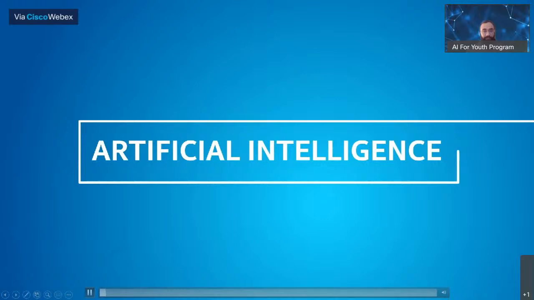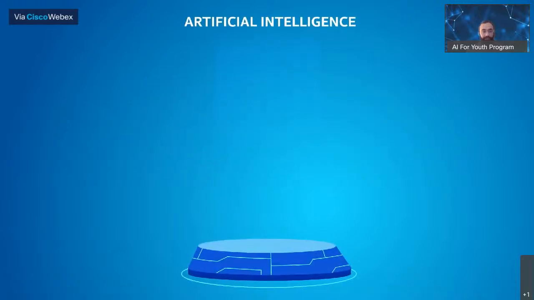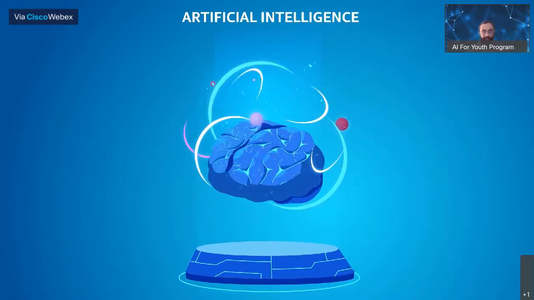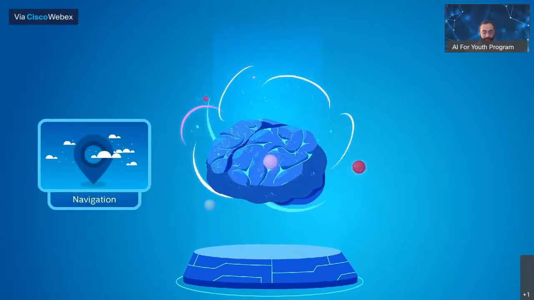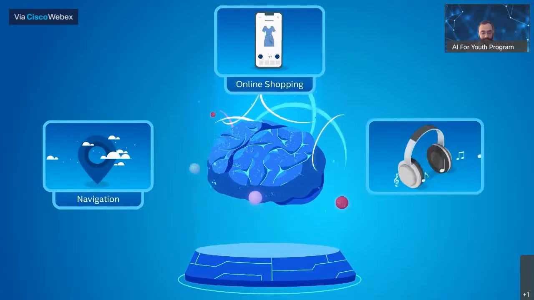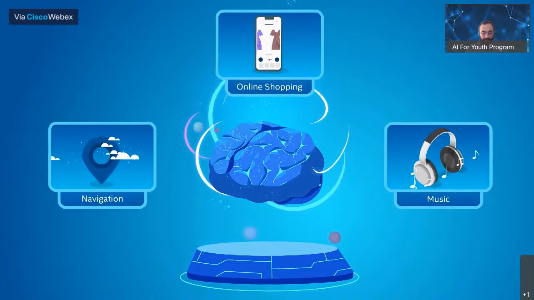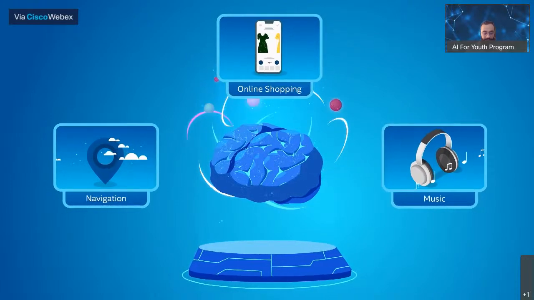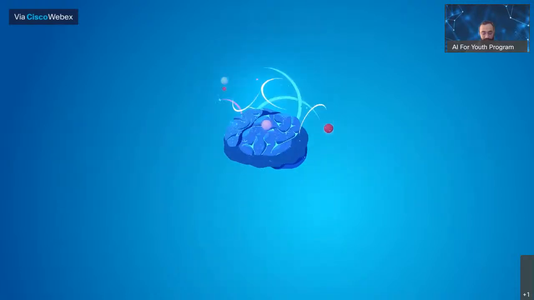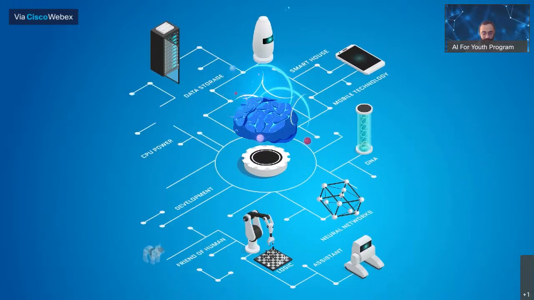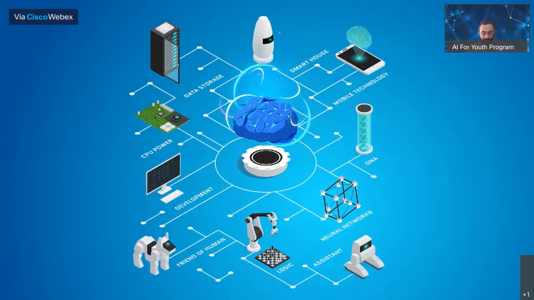Artificial intelligence, or a machine which can think, is an unnoticeable part of our daily lives today. Navigation, online shopping, listening to music, and much more has a flavor of AI in it. And this is not it. Artificial intelligence has a wide range of possibilities waiting for us in the future.